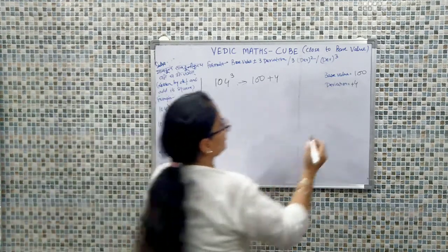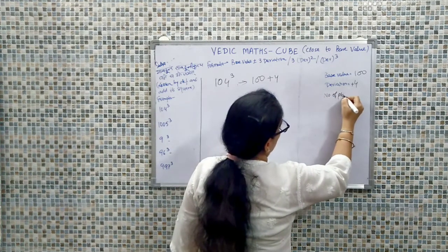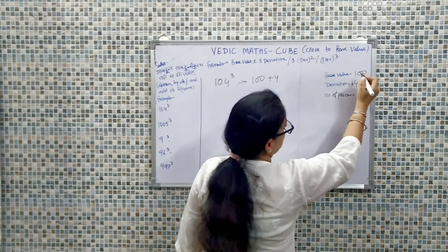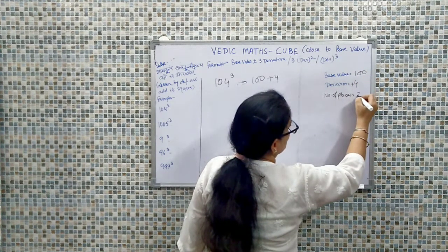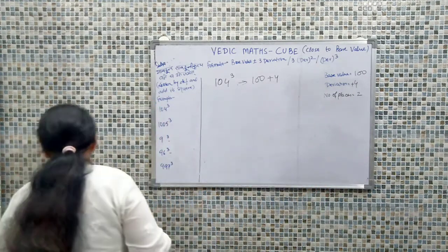Next thing we have to make out is how many places there are. The number of places means how many zeros there are in the base value, 100. So we have 2 zeros. So let's start with the calculations.